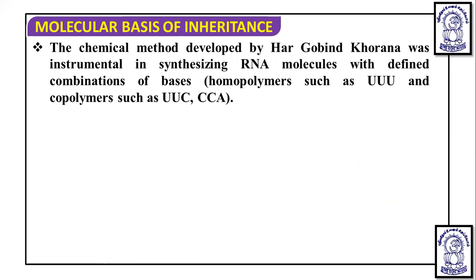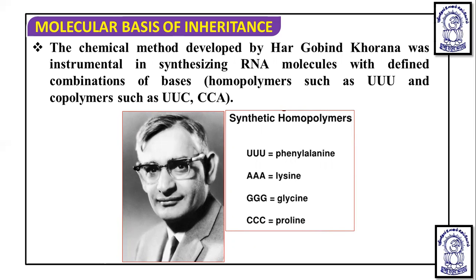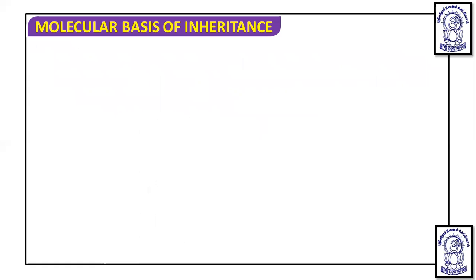The chemical method was later developed by Har Gobind Khorana, and he was instrumental in synthesizing RNA molecules with a defined combination of bases. There can be homopolymers such as UUU, AAA, CCC, GGG, of a single nucleotide, and copolymers of a combination of two bases. So this chemical investigation was done by Har Gobind Khorana. When he synthesized homopolymer RNAs, he found UUU codes for phenylalanine, GGG codes for glycine, and CCC codes for proline. So the question is how they did it. Let's discuss that in detail.